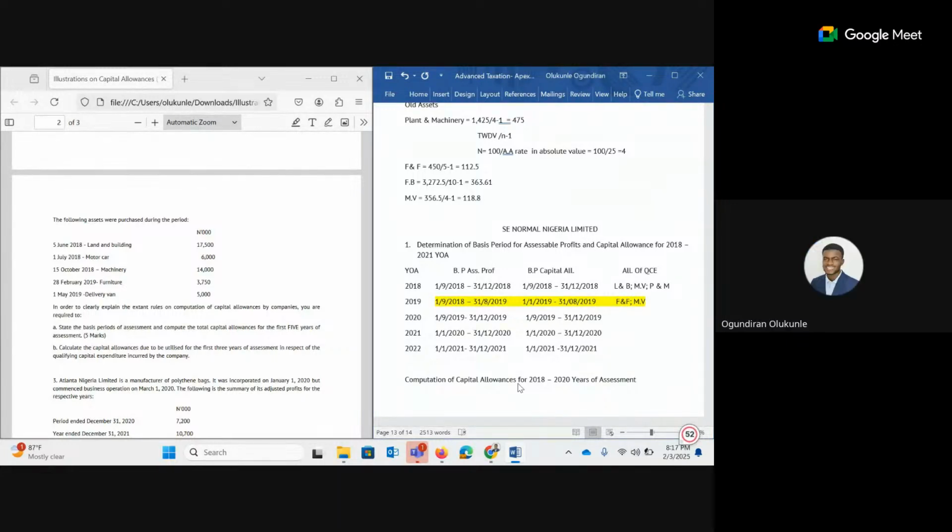All right, so what are the classes of assets that we have? We have land and building. We have motor vehicle. We have plant and machinery. Furniture. We have motor vehicle. And then we have total. Actually, since we have the same motor vehicle, let me just use one for the two to illustrate a point.